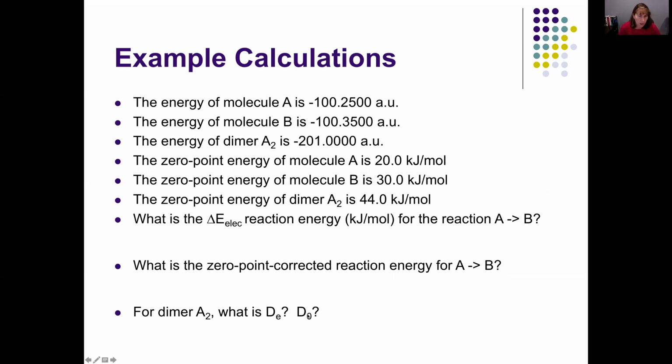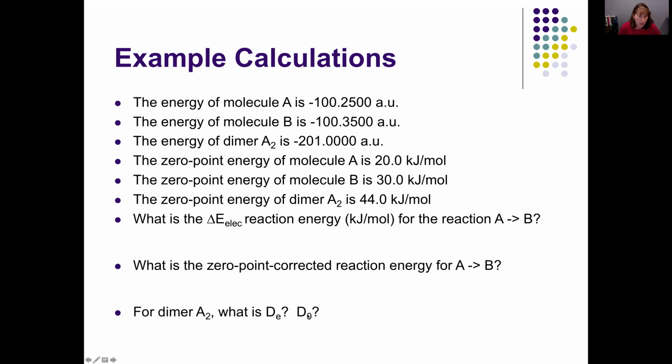All right, so now let's talk about what we do get. For this reaction A going to B, delta E electronic is the products minus the reactants. So we can just plug in our numbers that we have up above. That's 0.1 AU multiplied by our conversion factor. We'll get a value of minus 262.6 kilojoules per mole once we do our rounding to significant figures.